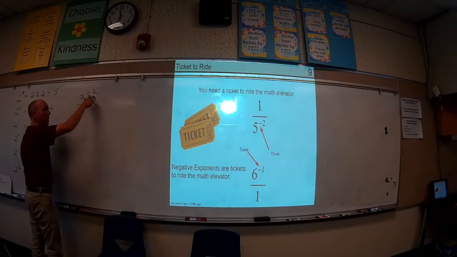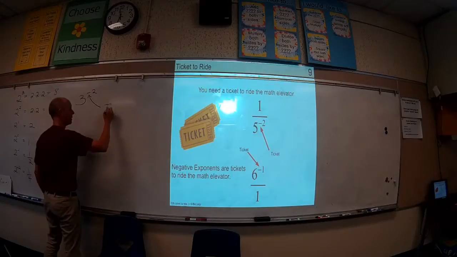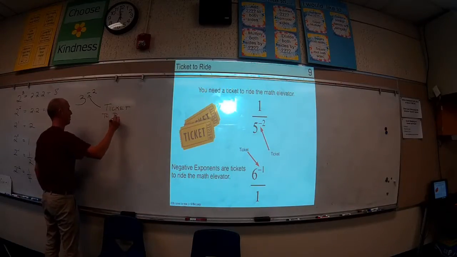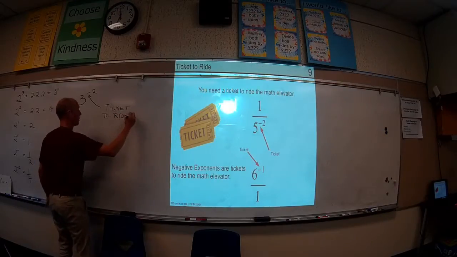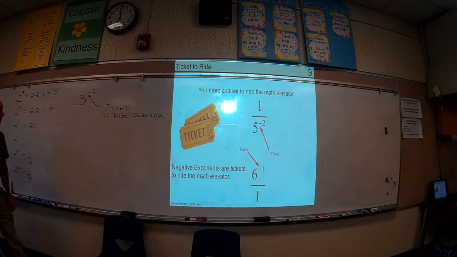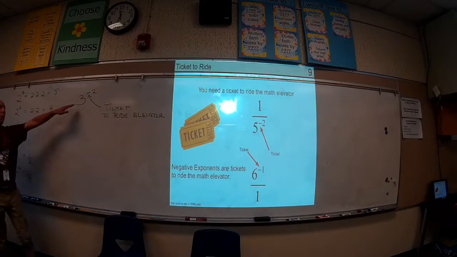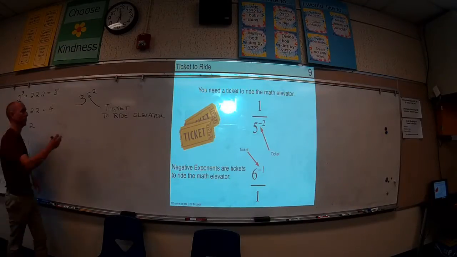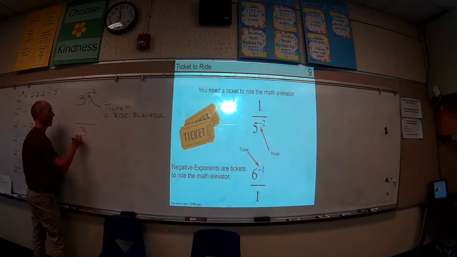3 to the -2. This is a ticket to ride the elevator. What floor is 3 to the -2 currently on? He's on the top floor. Where is he going to go? Bottom floor. It becomes 3 to the 2nd.